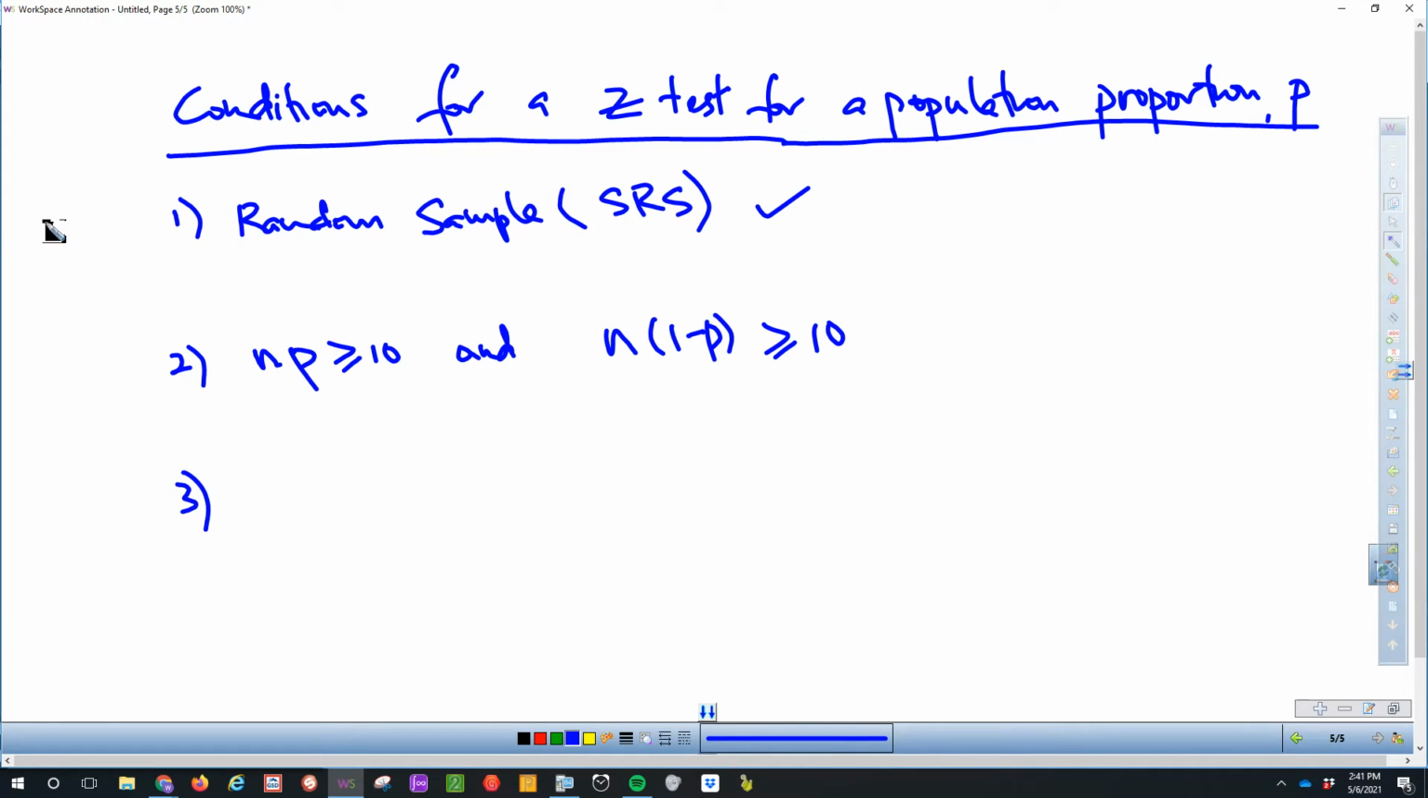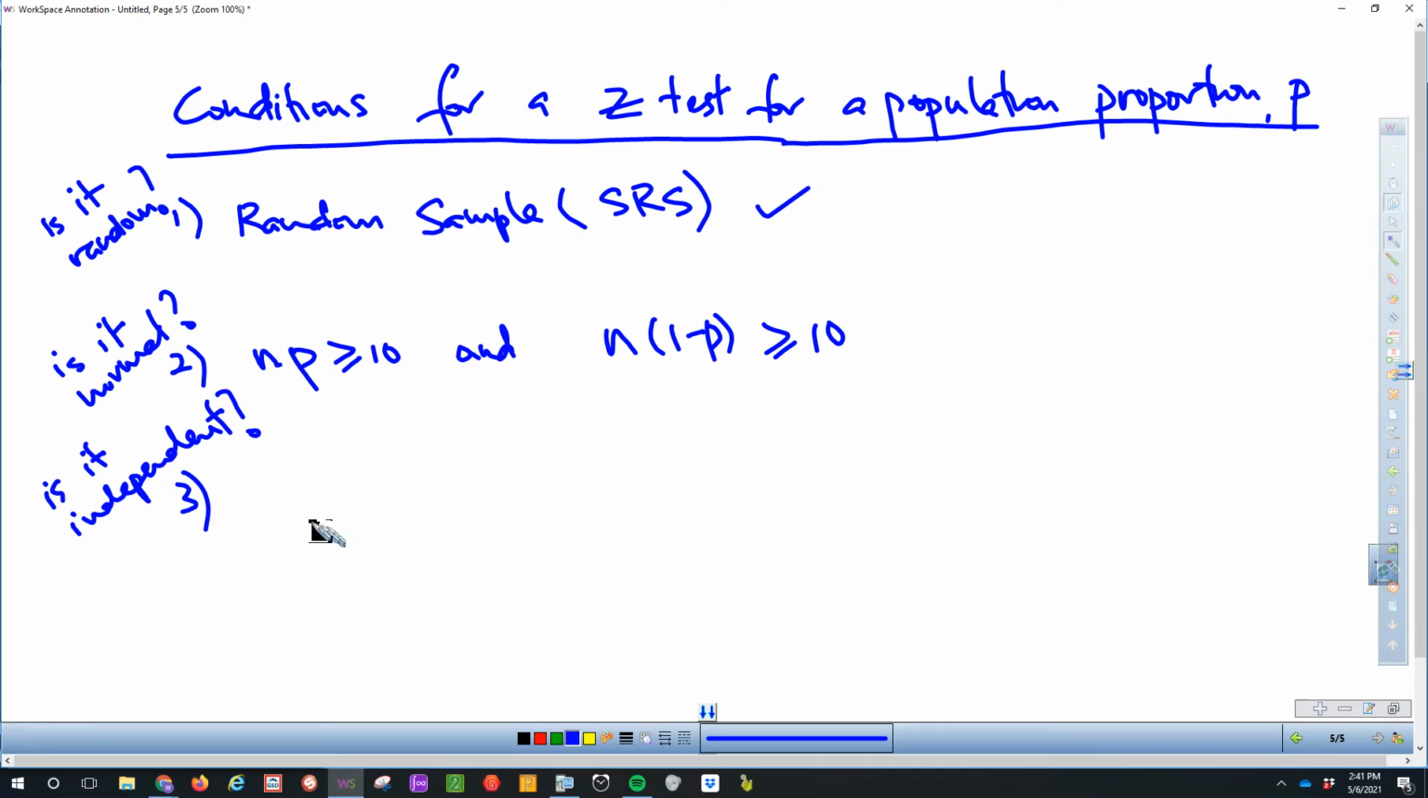So the first question you should ask is, is it random? The second question you need to ask is, is the sampling distribution normal? This is the normal condition: n times p greater than or equal to 10, n times 1 minus p greater than or equal to 10. The third condition is, is it independent? So you look for independence in the question.